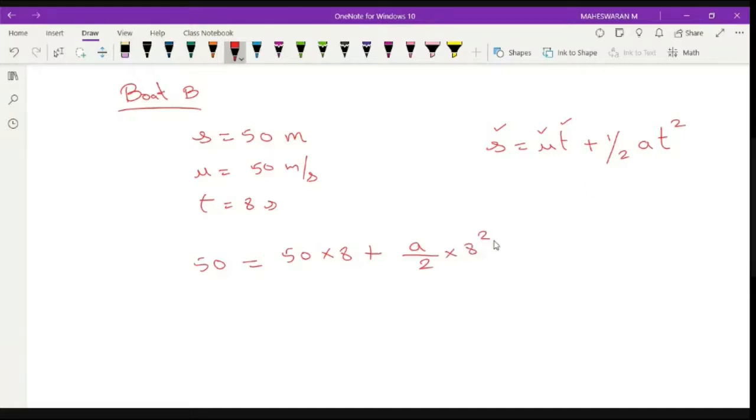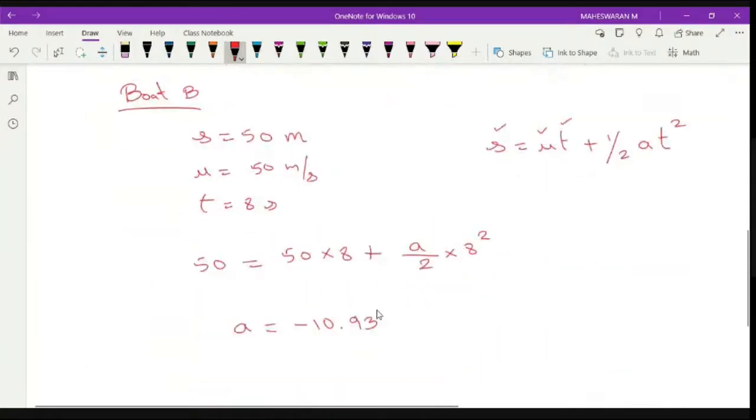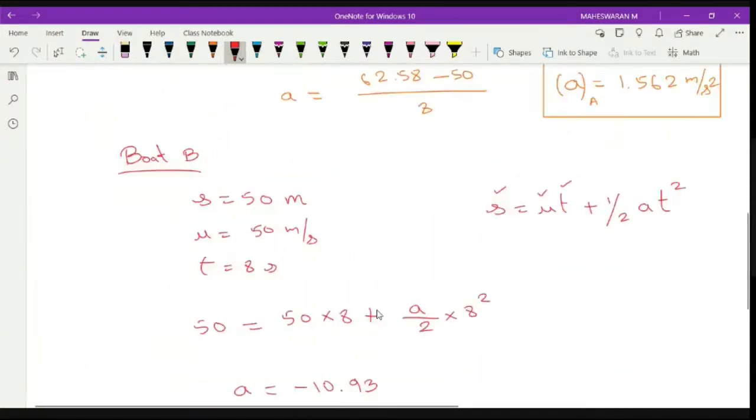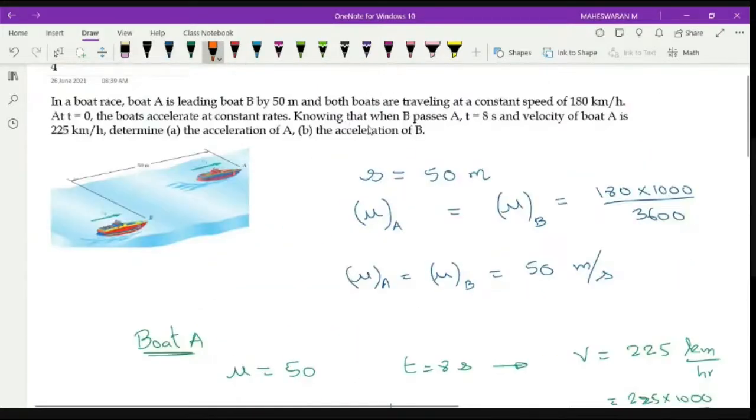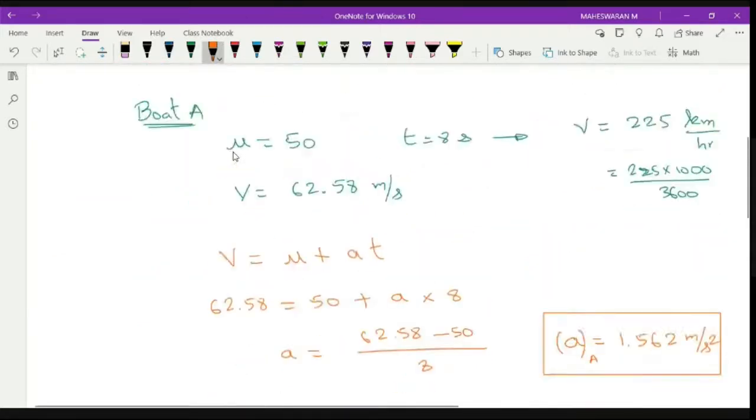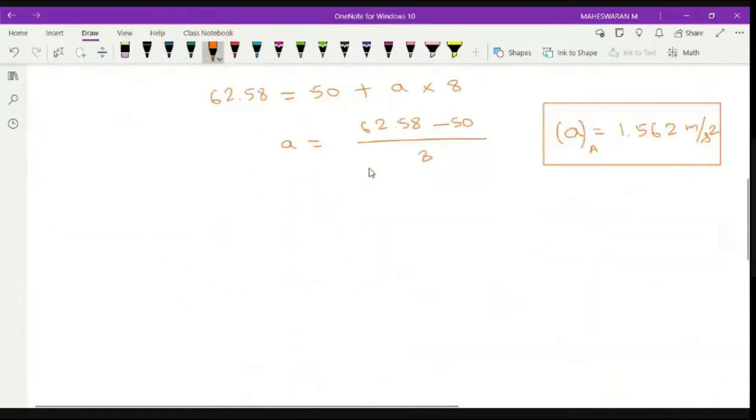So 8 square, right? So what is the value of A? Sorry, I think we made a small mistake. What I am going to identify is, you see that B is passing A. In that case, it is 50 plus the distance traveled by A. So that also you have to consider, which means I have to identify the distance traveled by A also, right? Let us use the other formula.